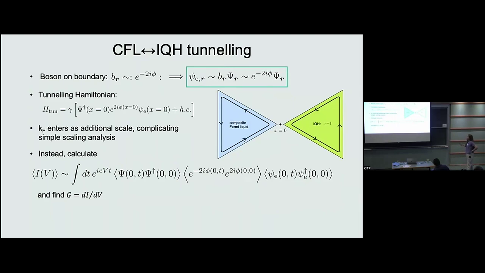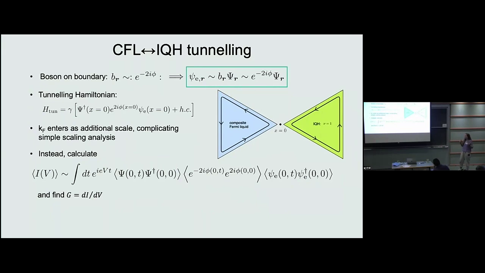And taking into account that, our physical electron has to be rewritten in terms of this boson, which on the boundary is again a vertex operator times our composite fermion. Okay, so tunneling: this is the left-hand side, the electron as per the composite Fermi liquid degrees of freedom, and this is just the electron that is going around the edge of the integer quantum Hall state.